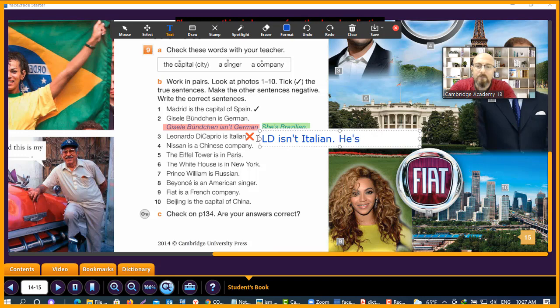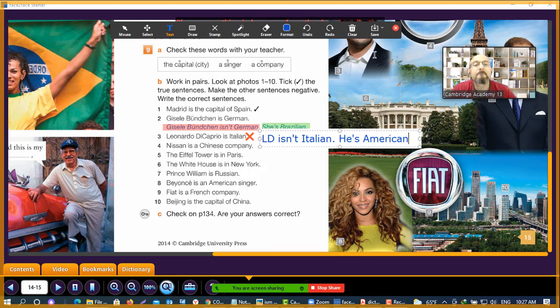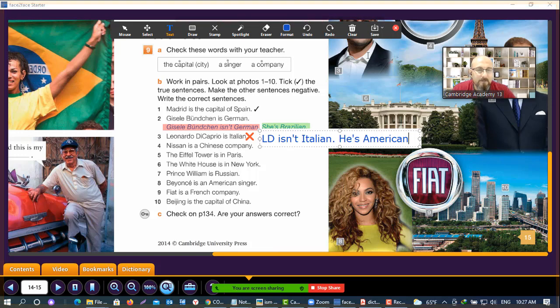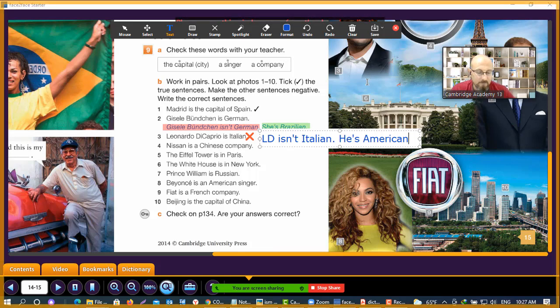Who is Leonardo? Number three, photo number three. He is a famous person, an actor. Yes, actor, a very famous actor. So, Leonardo DiCaprio isn't Italian, he's American.